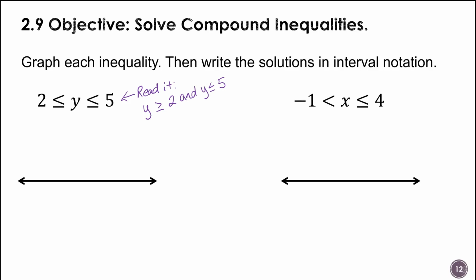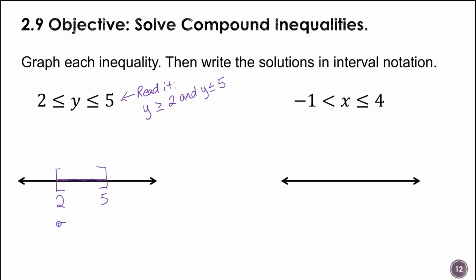And on the first one I read that backward. Notice that it's open toward the y, so it's y is greater than 2 and y is less than or equal to 5. On the graph, when we graph it, we just go from 2 to 5. Greater than or equal to 2 and less than or equal to 5. That means that the solution set is between and including these two numbers because it's or equal to. So that's what it looks like on the graph.